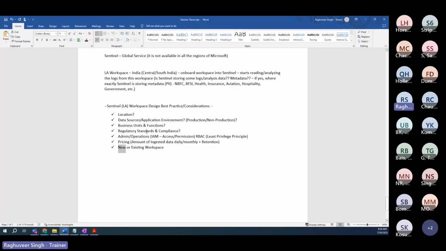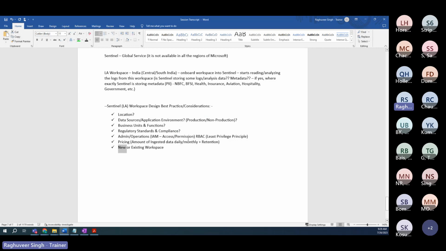If you have decided that you want to monitor data sources or applications belonging to a specific business unit and function, not the entire company as a whole, then you will be creating a new workspace. So this is how you will be taking a decision. Regulatory standard and compliance, Europe: new workspace.